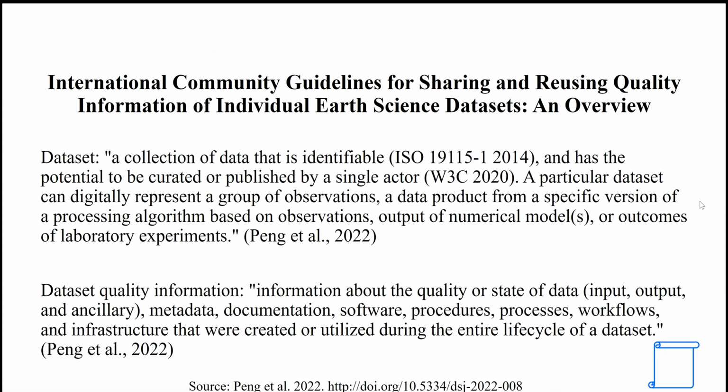And so we talked about this a little bit earlier, but when we talk about a data set, it's a collection of data, differentiating it from data itself. It's an identifiable collection, and this has the potential to be curated by a single individual or actor. And so data set quality information is information about the quality of that data set, including its metadata, documentation, software, etc.